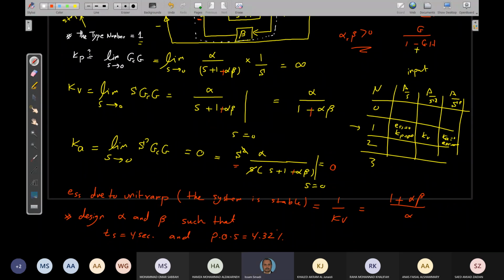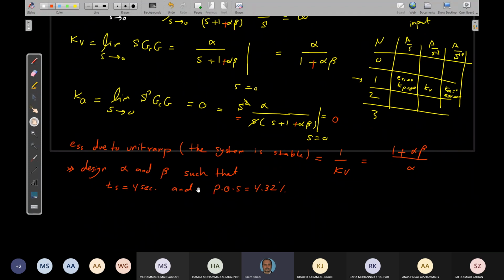So simply from this information, TS is equal 4 seconds. What can I get from here? We know that TS is equal to 4 times the time constant, or 4 over sigma, which is 4 over zeta omega n. So from here we can reach a conclusion that sigma is equal to what? If TS equals 4, then tau equals 1. So sigma is equal to 1.